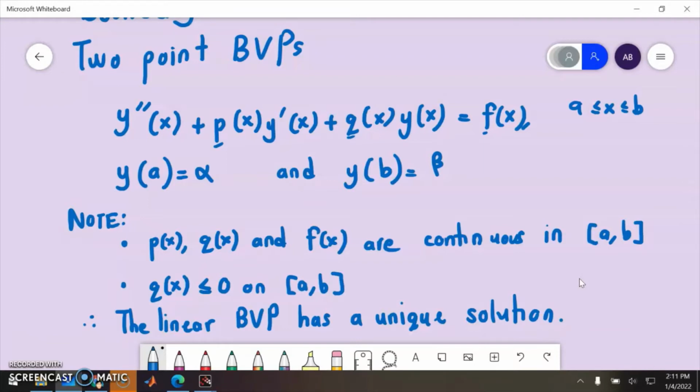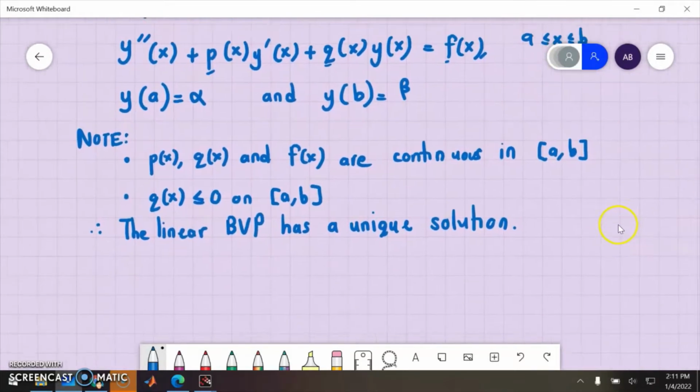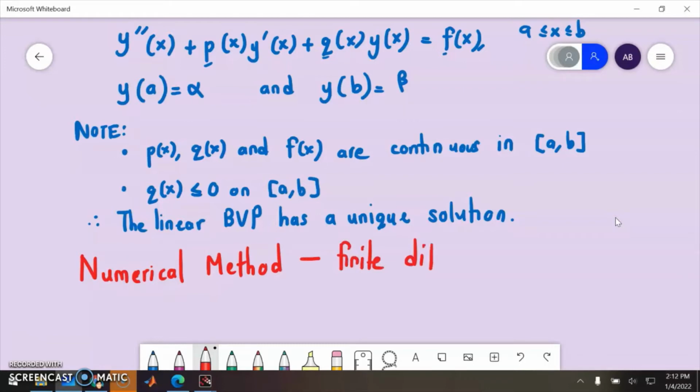Now, what numerical methods can you use to solve this boundary value problem? The numerical methods that can solve this boundary value problem are called finite difference methods.